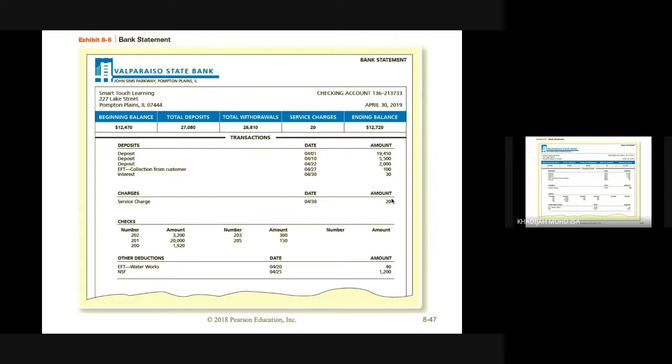So you issue a check, for example, check number 200, and the amount is 1920. The check will be sent to the accounts payable. And when the accounts payable bring the check, they have to bring it to the bank in order to cash out.